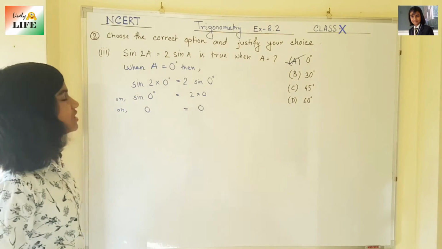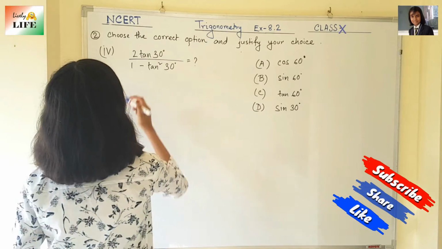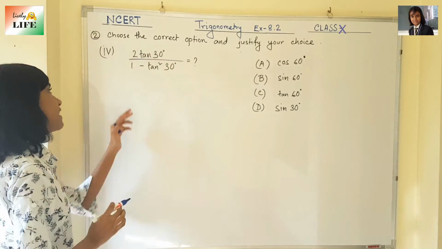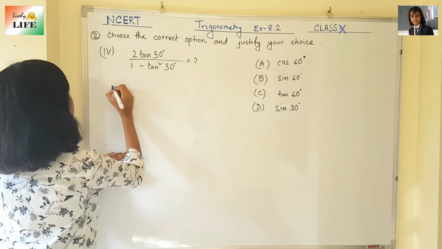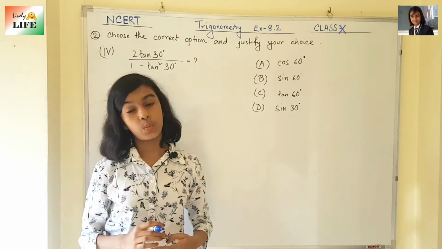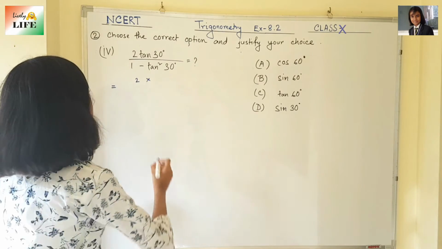Now let's move to question number 4. 2 tan 30 degree by 1 minus tan square 30 degree is what? So let's solve this one. 2 into tan 30 degree. What is tan 30 degree? Tan 30 degree is 1 by root 3.